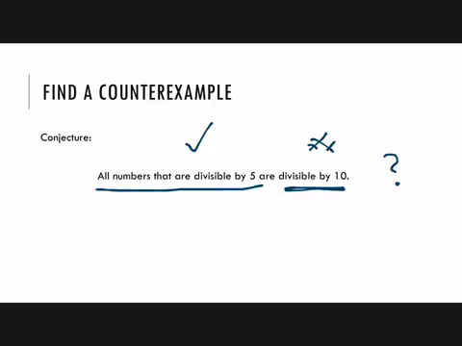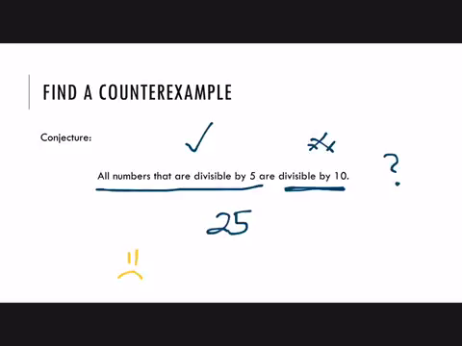All right, so think of a number that is divisible by 5 that's not divisible by 10. Okay. Quick review, divisible means the number divides it evenly. Okay, so like 12 is not divisible by 5. 5 doesn't go into it evenly. So a number like 25 would be a good counterexample. This is divisible by 5, but it's not divisible by 10. Something that would not work.